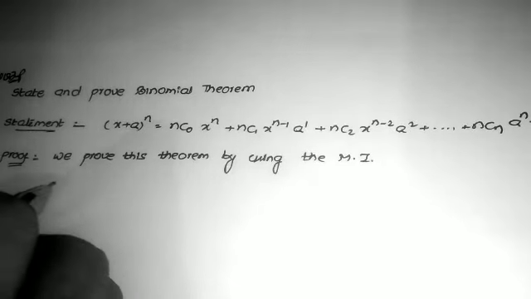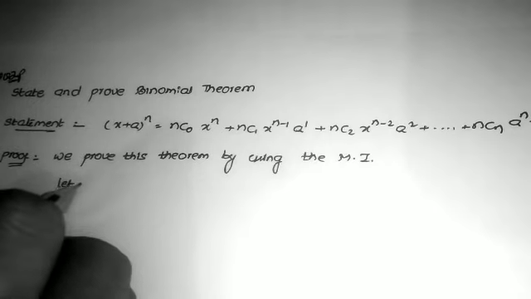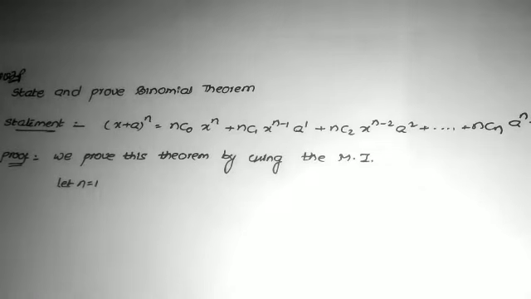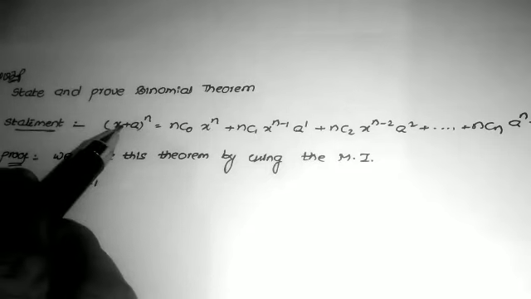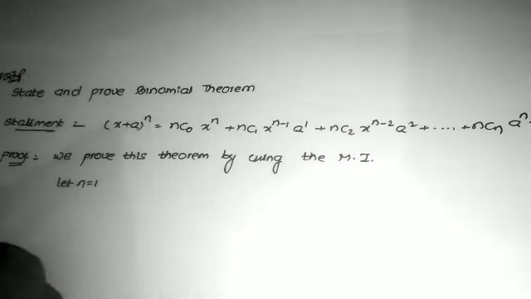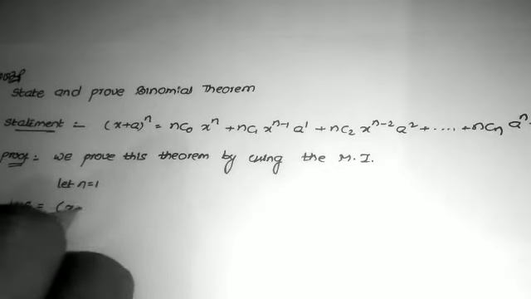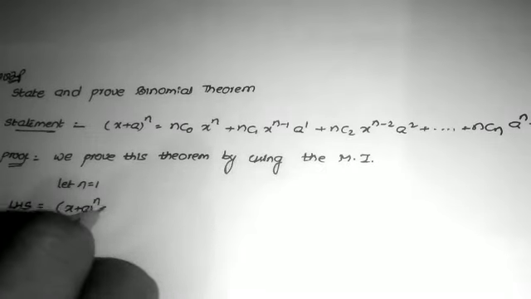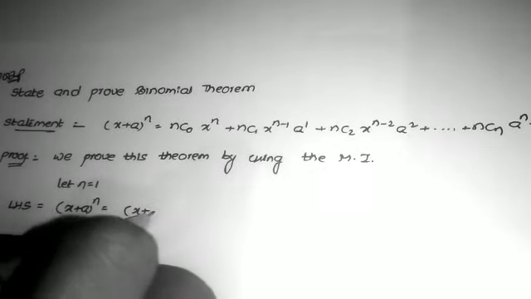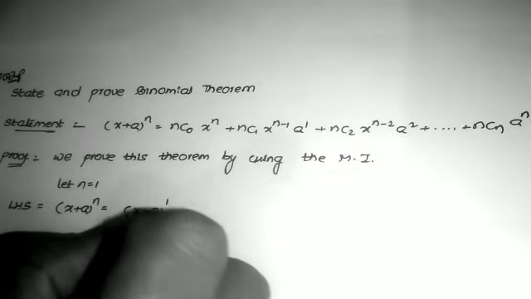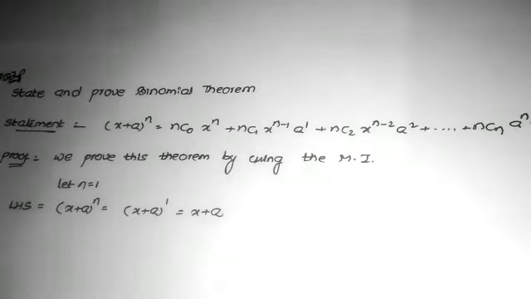Now how to prove that result? Simply first take n equals 1. Understand, all of you? First I am taking n equals 1 and substituting it in the LHS and in the RHS. See here. First I am taking the LHS. What is the LHS of the given statement, (x + a)^n? Now in this statement I am replacing n equals 1. So it gives (x + a)^1, and that is equal to x + a. Okay, this is the answer of the LHS.